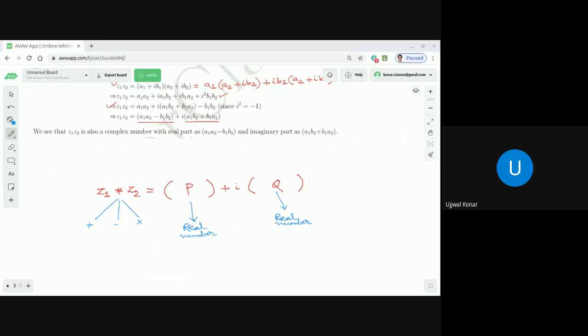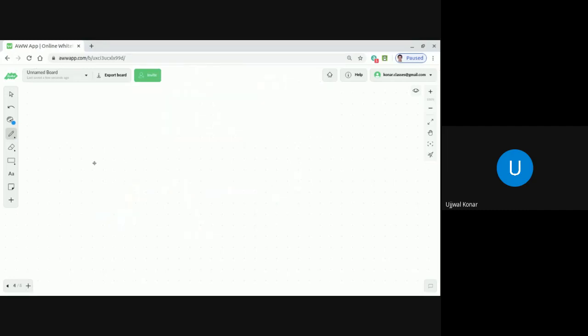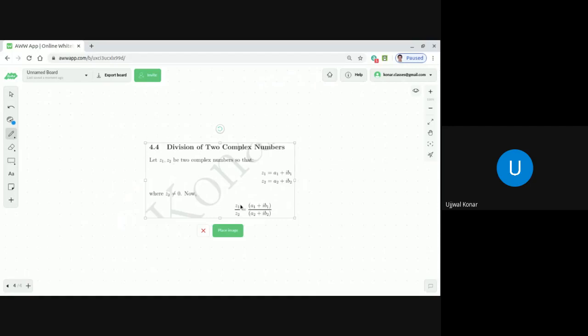That is quite obvious. How are we going to perform the division operation? For example, I'm not sharing the entire thing, I'm just sharing the partial information here, as far as the division of two complex numbers is concerned.